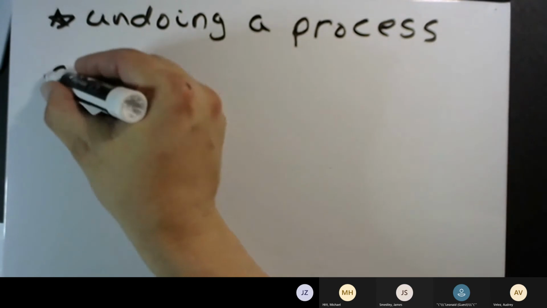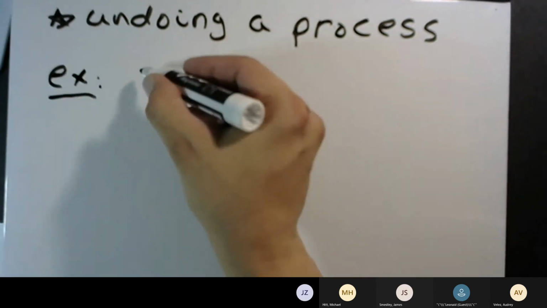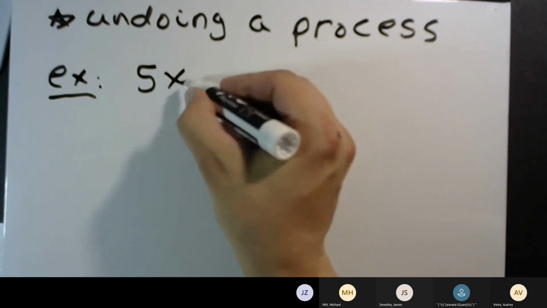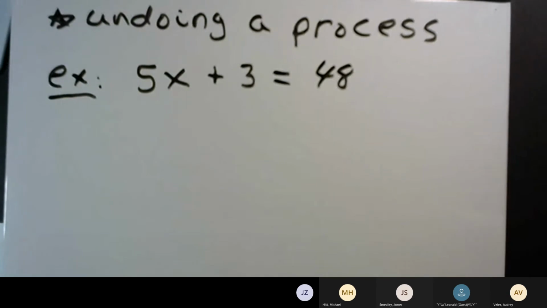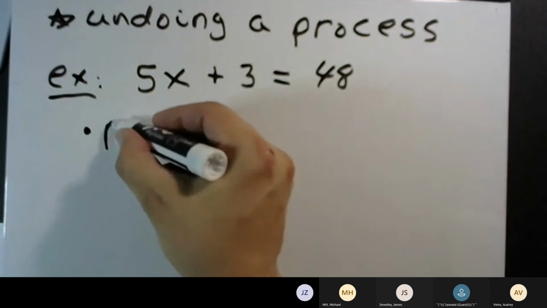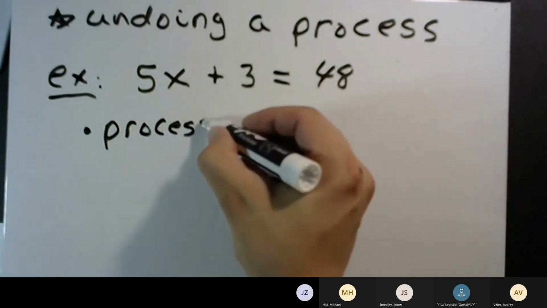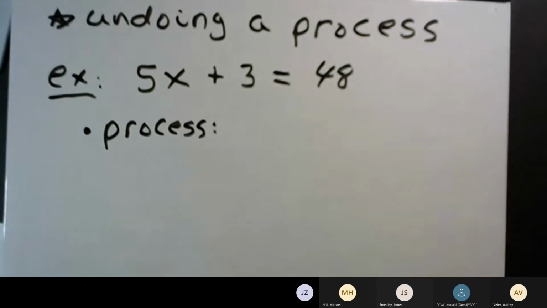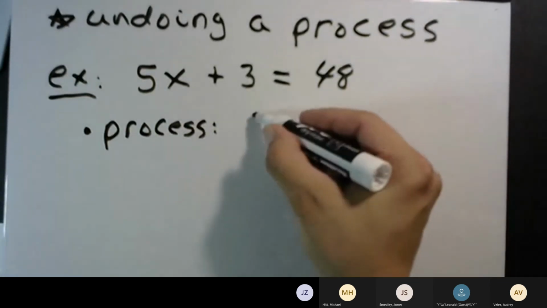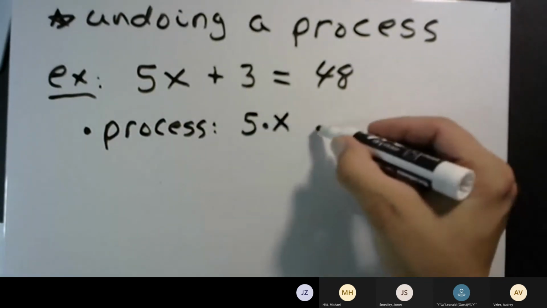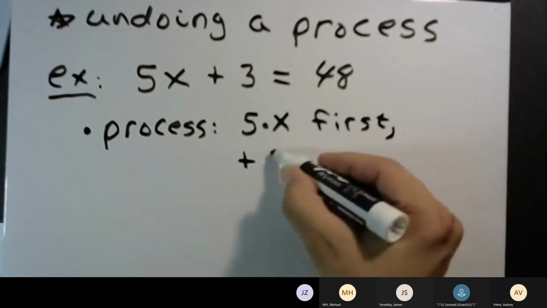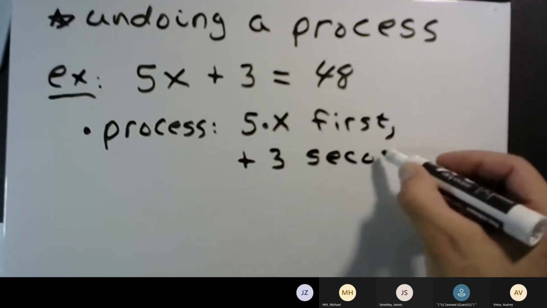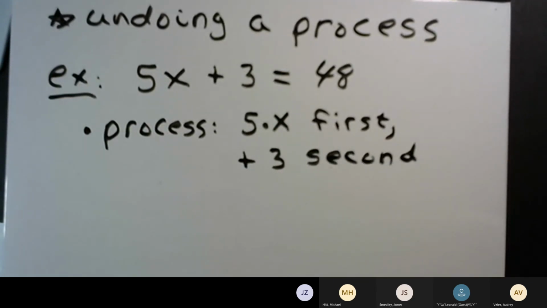So for example, let's say we have 5x plus 3 equals 48. So if we think about the computational process, what usually comes first, if we follow PEMDAS, if we knew what x was, we would do this first, and then we would add 3 second. That's our process.